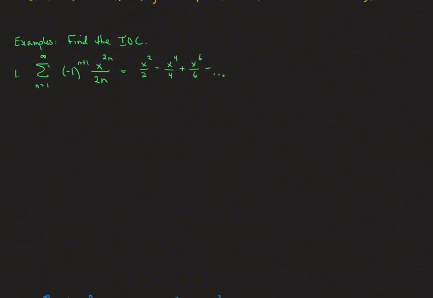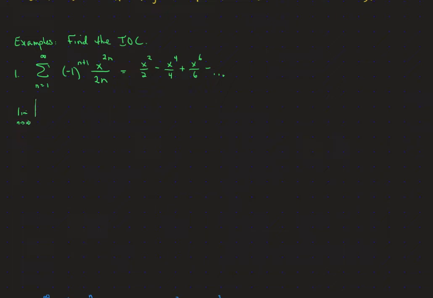So let's do some examples where we're going to go through the whole process, because it is pretty involved. So here's our power series. Notice it's got the x's in it. That's what makes it a power series. And so it's all this stuff. So we want to find the interval of convergence. So we will start by using our ratio test.